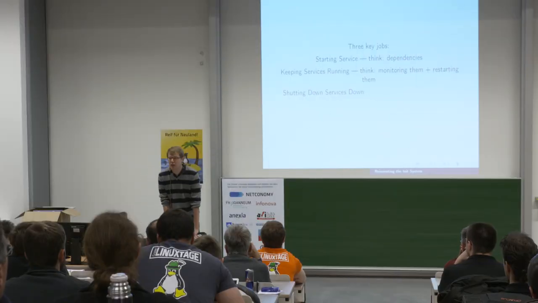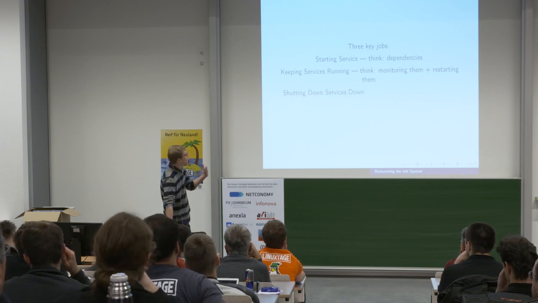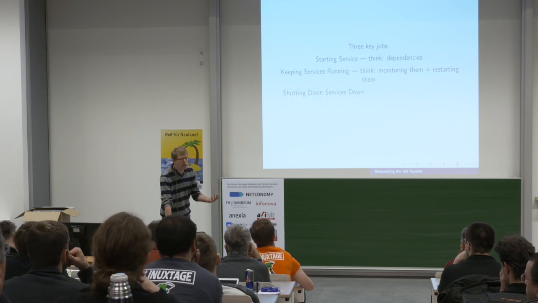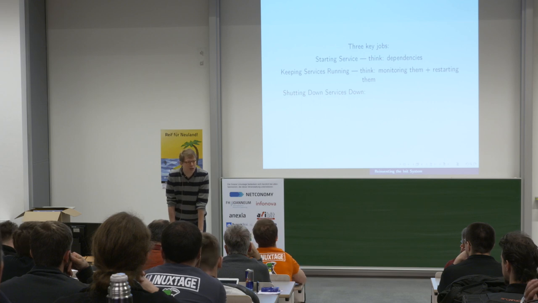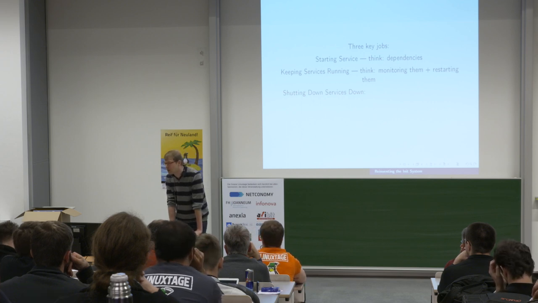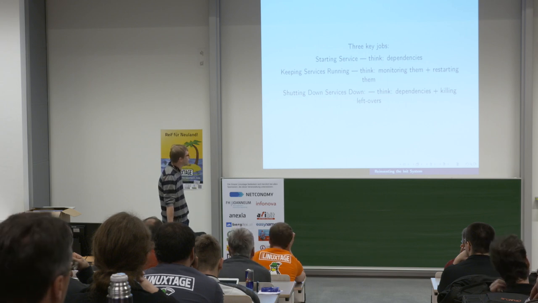If you shut down services, you have to do so cleanly, and you have to think about dependencies again. If you, for example, shut down a database, you need to make sure that all the services that want to write to the database before things shut down can do so before you actually go and shut down the database. So you have to think about dependencies.